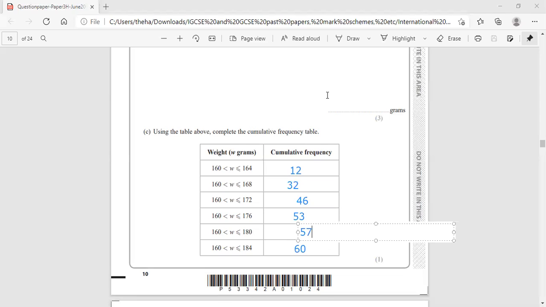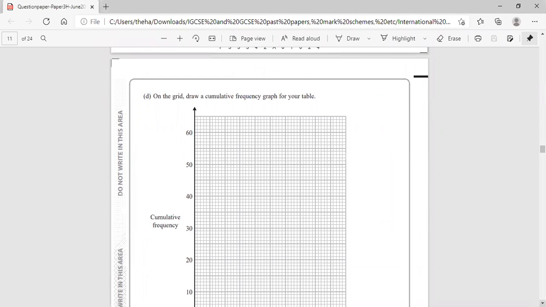Okay, and that's the table done. Now we're going to have to use these values to plot our graph. I've written these values down, so just make sure you have a quick look at them before we move on. So let's plot the graph.